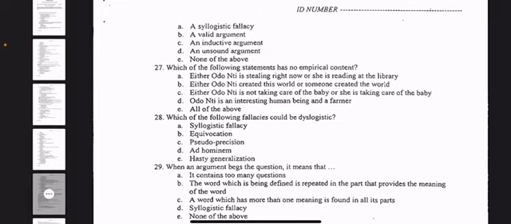27. Which of the following statements has no empirical content? A, either Inti is stealing right now or she's reading at the library. It can be tested. It's giving us information that can be tested. B, either Inti created this word or someone created the word. Yeah, we can verify, we can test. C, either Inti is not taking care of the baby or she's taking care of it, we can verify. D, Inti is an interesting human and a farmer. How can you verify whether someone is interesting? How do you test that? D doesn't have empirical content.